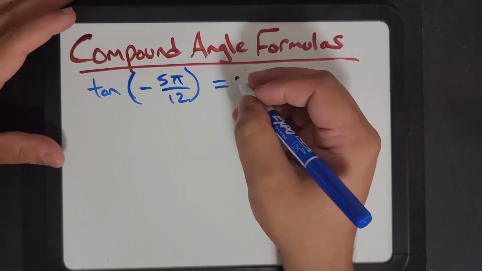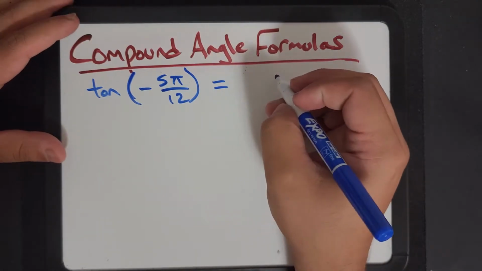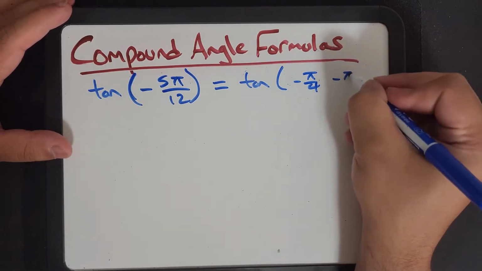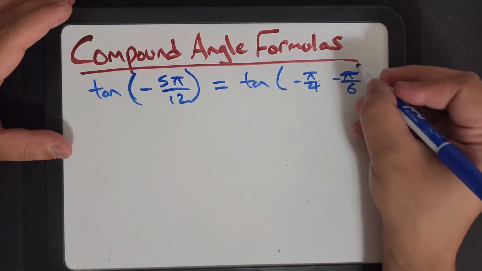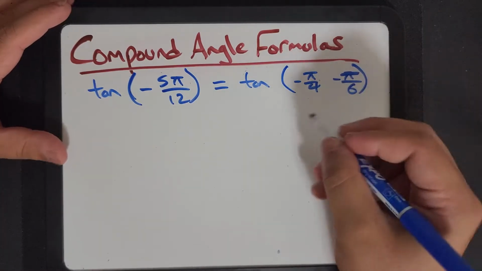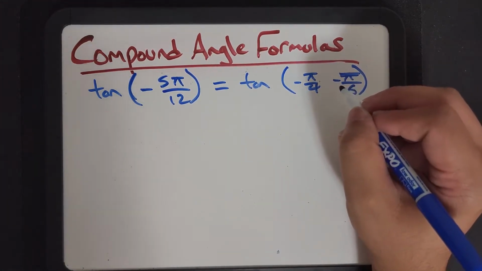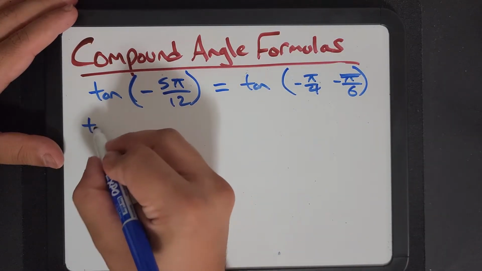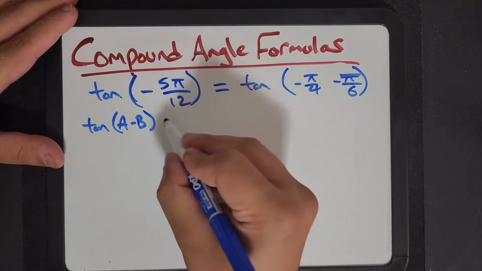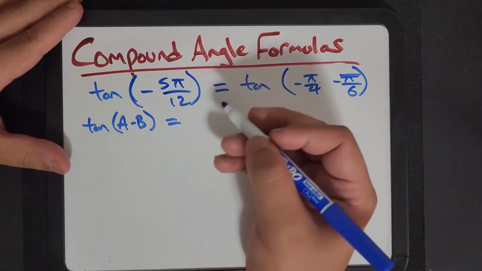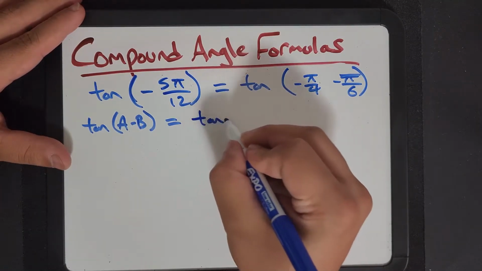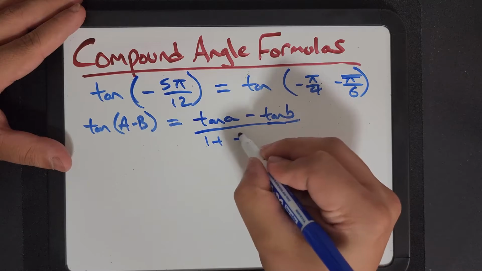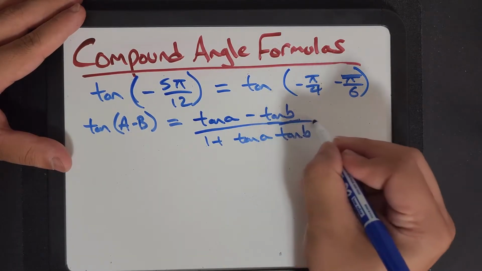And that, let's rewrite that as a fraction. Say tan is equal to negative pi over 4 minus pi over 6. That'd be very kind of hard to identify, but the more you do these things, the easier it comes to you. So remember our identity for this. Tan A minus B is equal to tan A minus tan B over 1 plus tan A tan B.